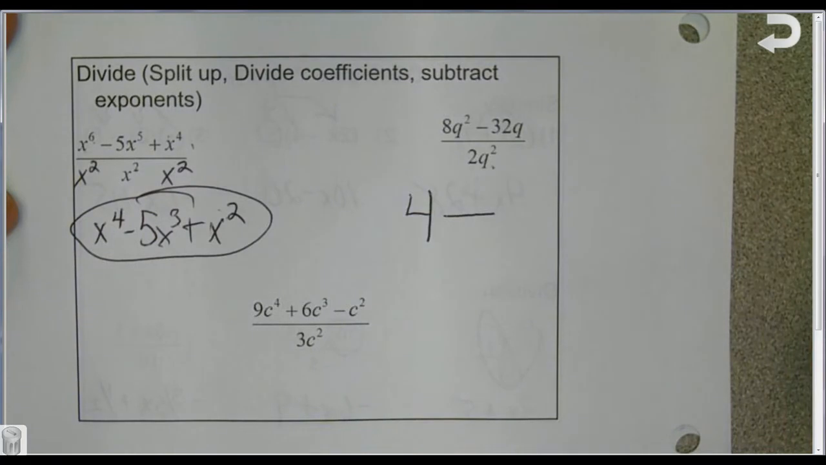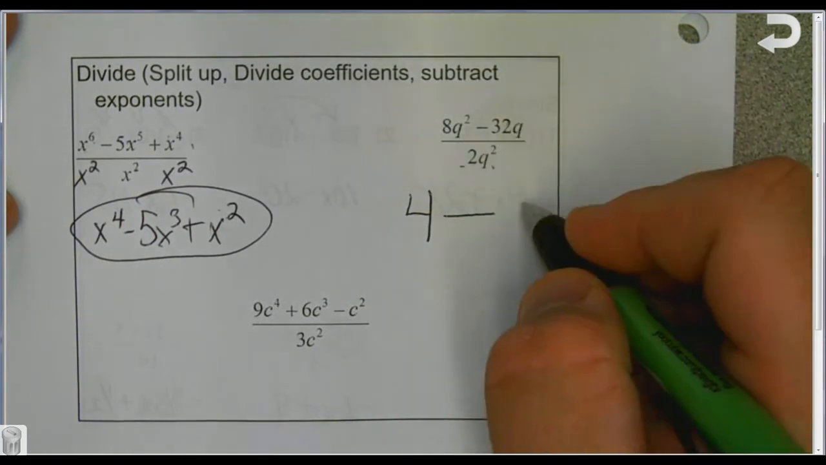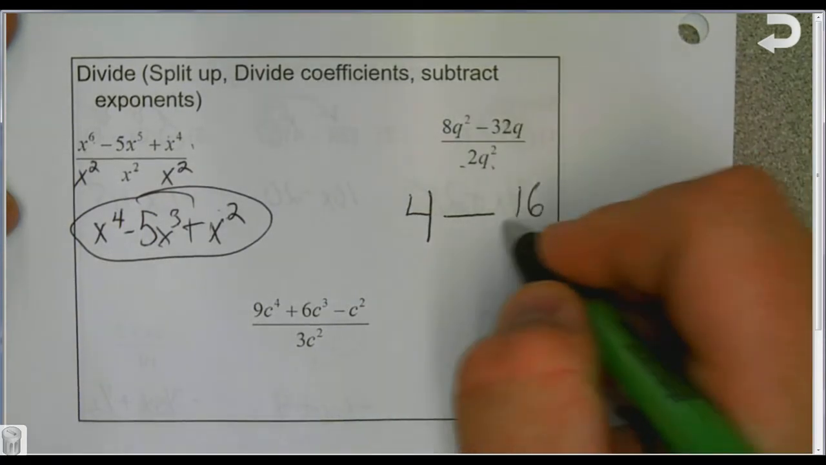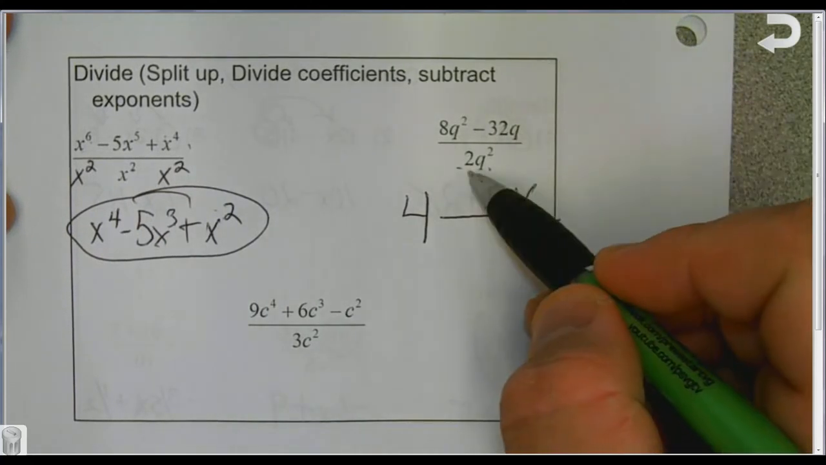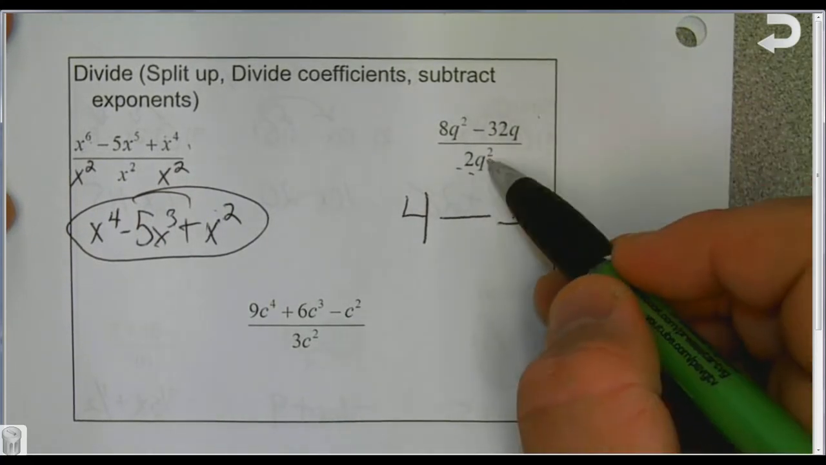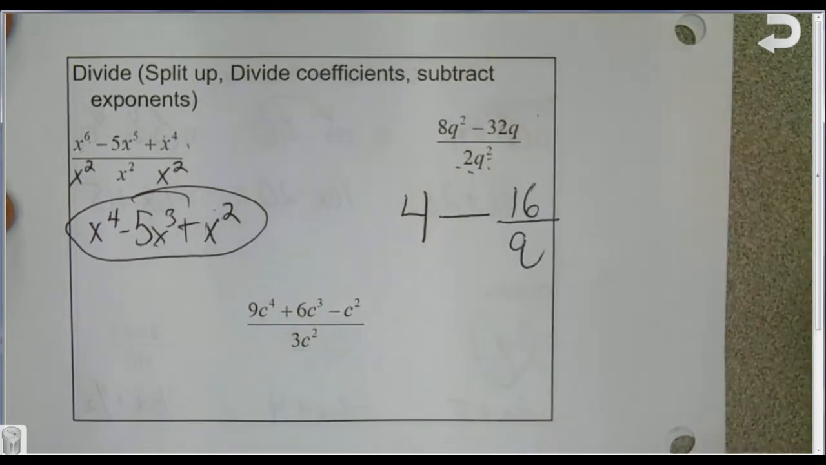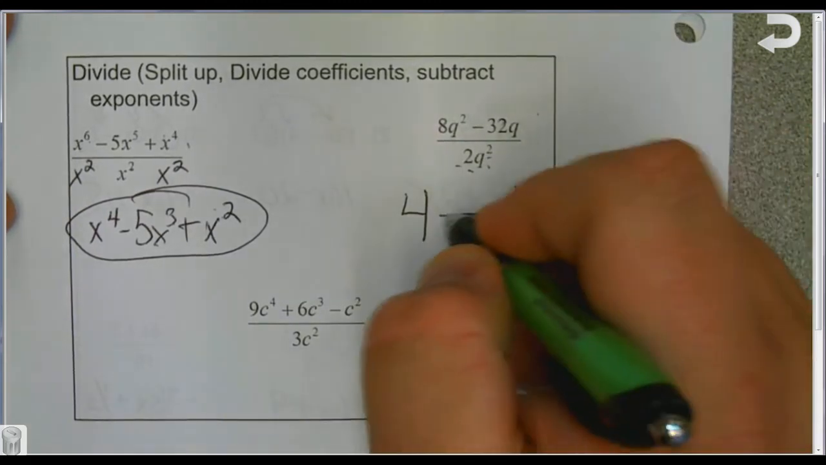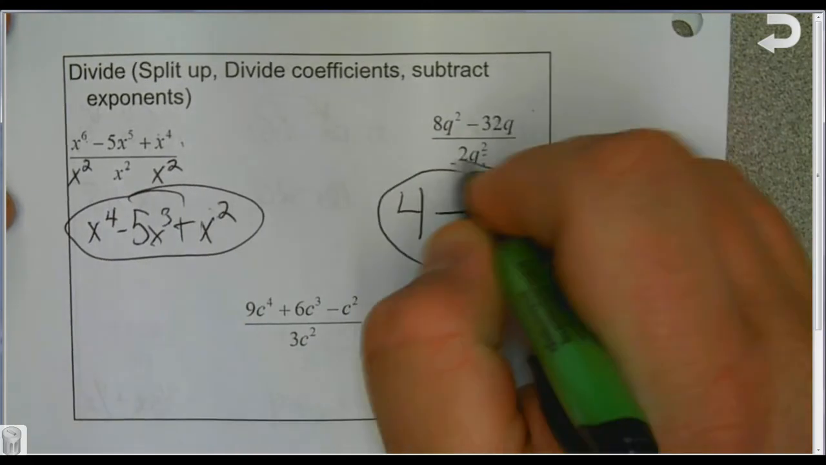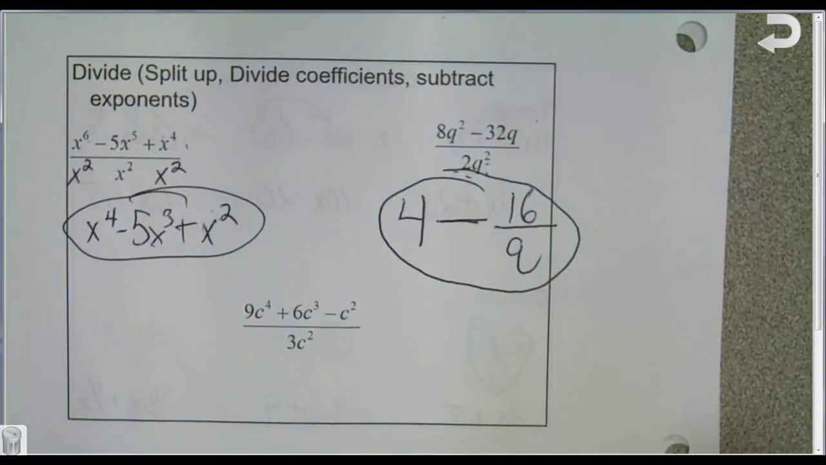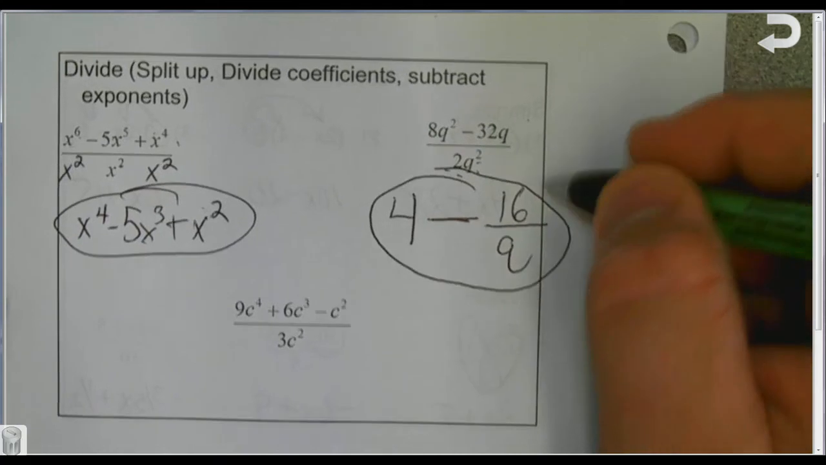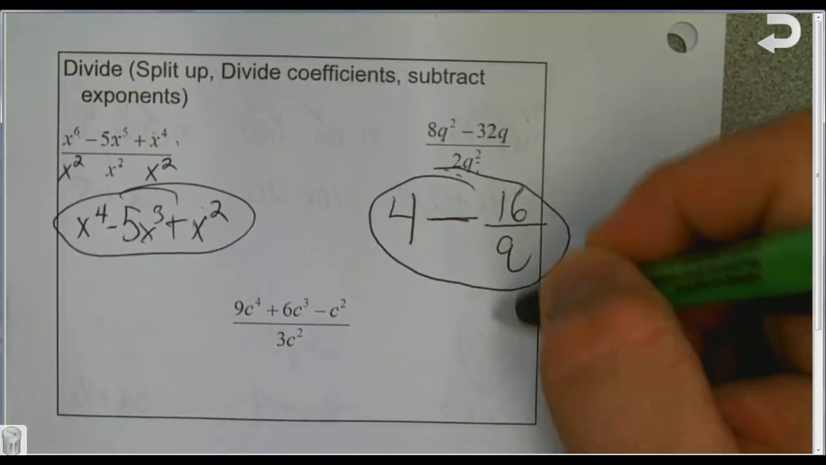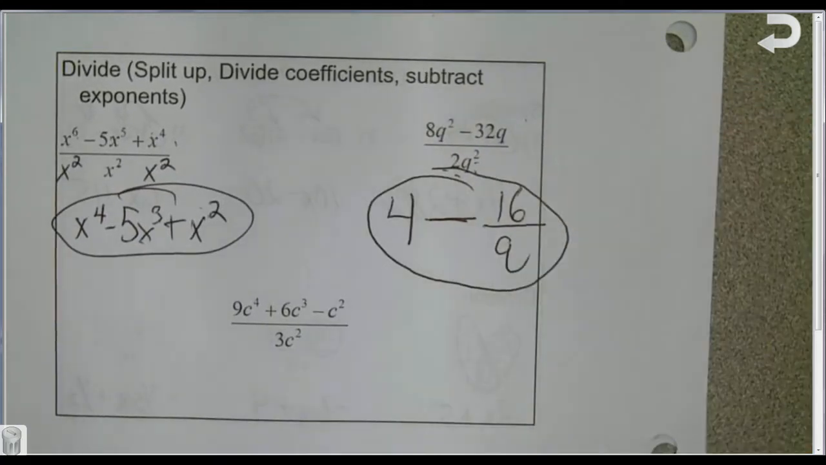Here's where it gets interesting. 32 divided by 2 is 16. Notice I put a fraction bar because q divided by q squared, well, 1 minus 2 is negative 1. Well, q to the negative 1 makes that q go to the bottom. So our final answer is 4 minus 16 over q. So we got to be careful, and make sure we follow the same rules all along. If it's negative, it's got to go to the other side of the fraction bar.